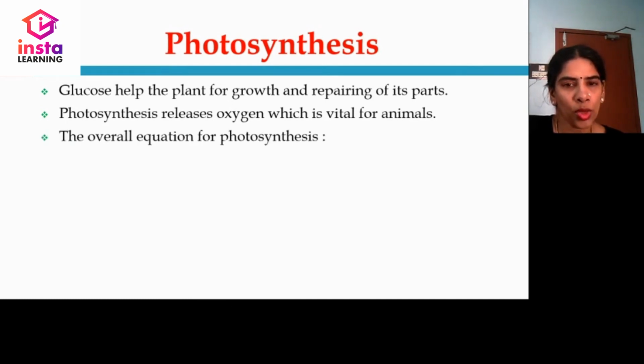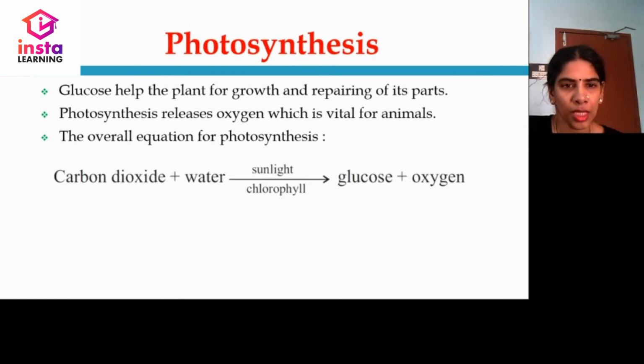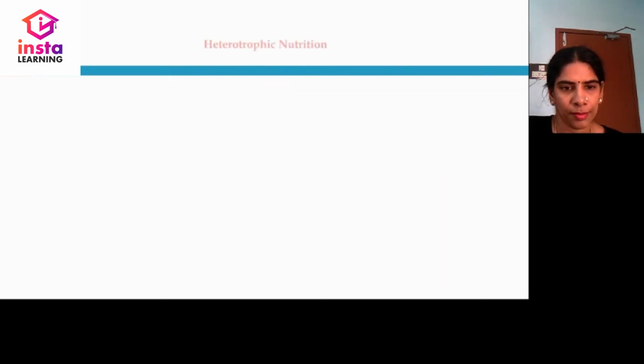The overall equation for photosynthesis will be carbon dioxide plus water, in presence of sunlight and chlorophyll, gives glucose and oxygen. So the input is carbon dioxide and water and the output is glucose and oxygen.